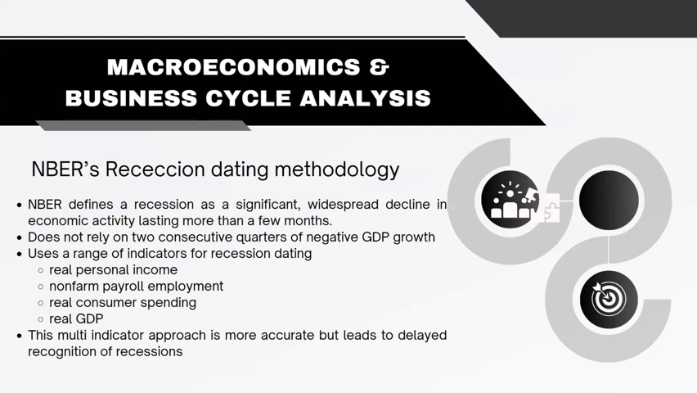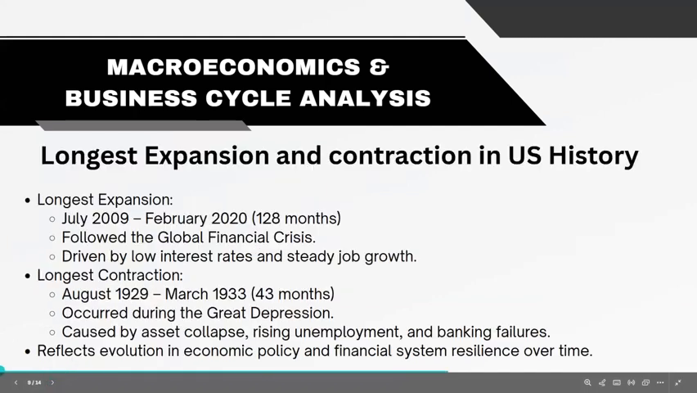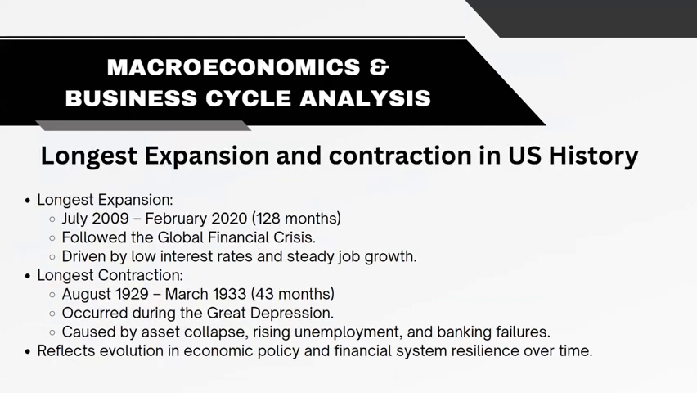So we have next the longest expansion and contraction in US history. The longest US economic expansion occurred from July 2009 to February 2020. This span was obviously quite a while. It followed the global financial crisis and the aftermath of that, which was marked by lowered interest rates and steady employment growth. However, it wasn't large, it was just steadily increasing, and just overall expansion as the globe recovered.